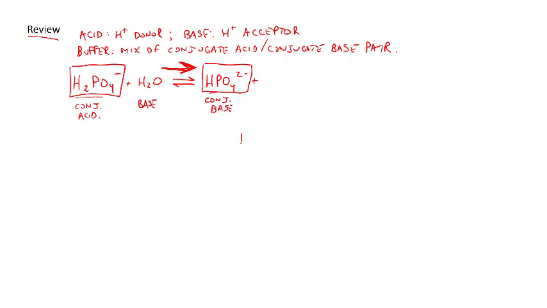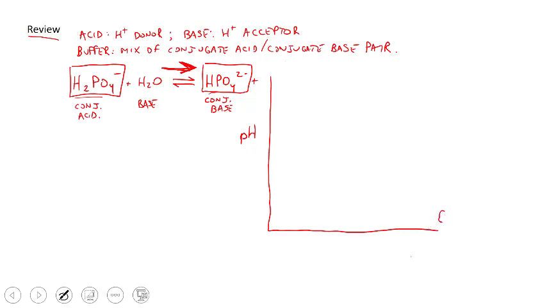So we said last time that whenever you have a buffer system, you can make a graph of pH as a function of the ratio of conjugate base to conjugate acid. In this case, that would be HPO4 2 minus on top over H2PO4 minus on the bottom. And we said that this graph has a shape that looks something like this.